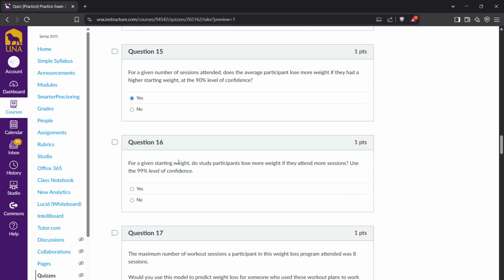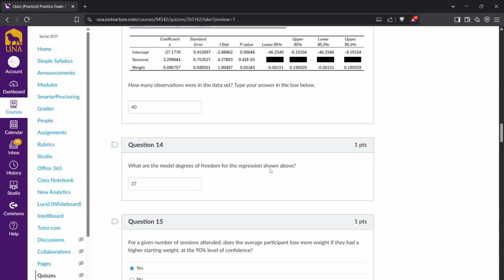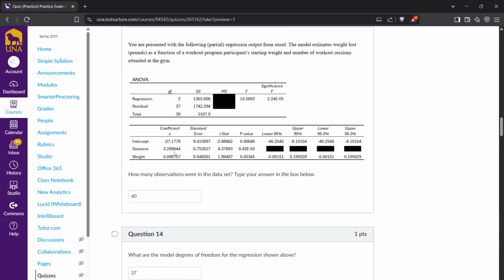For a given starting weight, do study participants lose more weight if they attended more sessions? Use the 99% level of confidence. All right, so now we want to be absolutely sure. Okay, sessions, coefficient, standard error, t-statistic, and I've got a p-value. I need 99% confidence, so I need my p-value to be less than 0.01. Is it? Yes, it's 9.42 times 10 to the minus 5, which is pretty small.